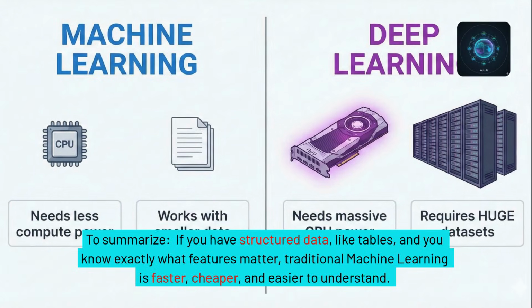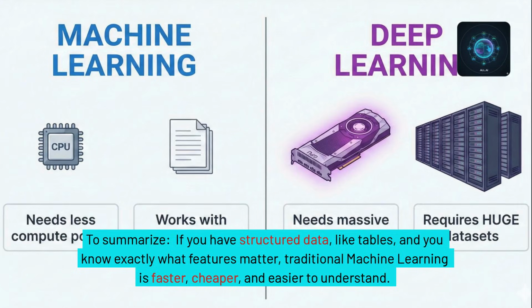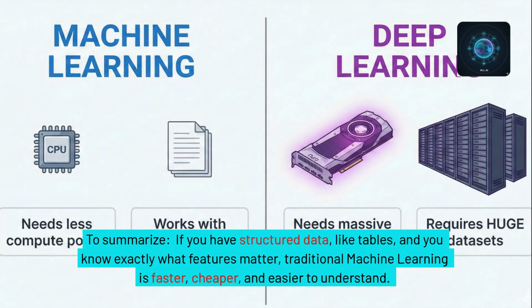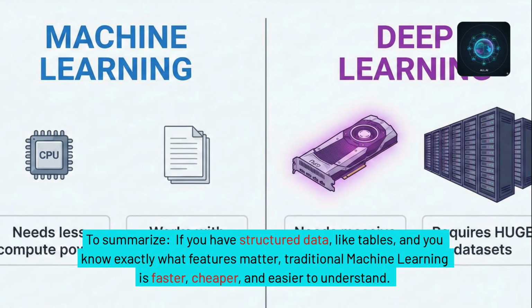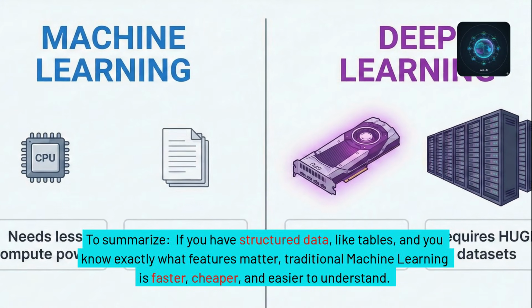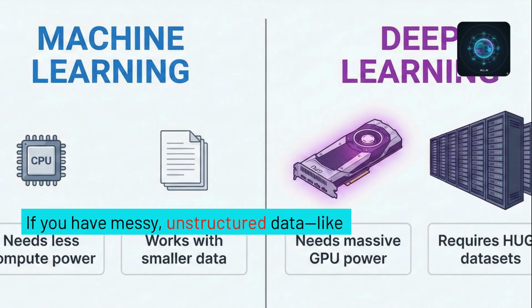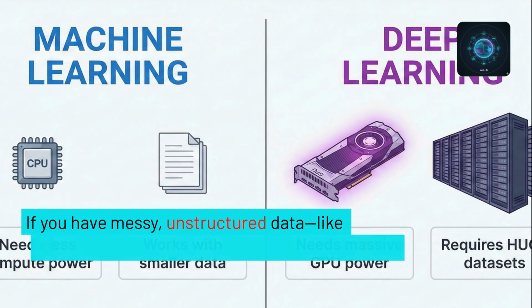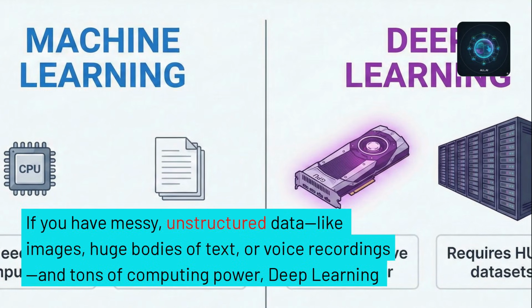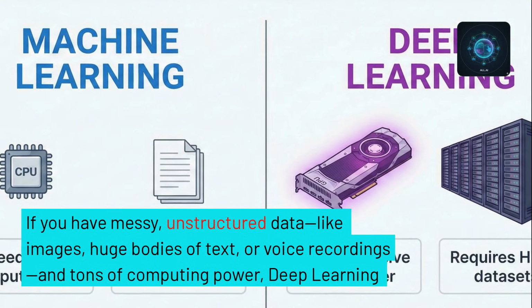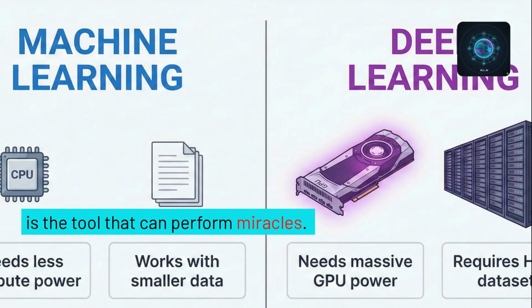To summarize, if you have structured data like tables and you know exactly what features matter, traditional machine learning is faster, cheaper, and easier to understand. If you have messy, unstructured data, like images, huge bodies of text or voice recordings, and tons of computing power, deep learning is the tool that can perform miracles.